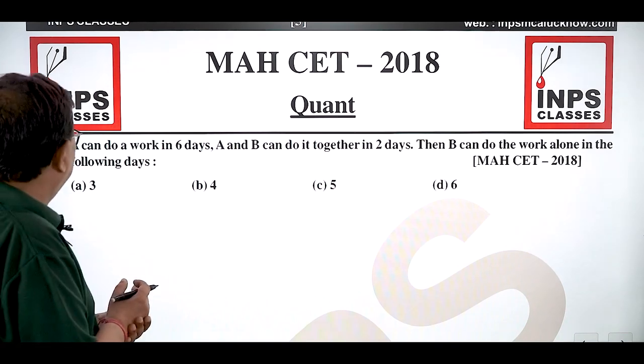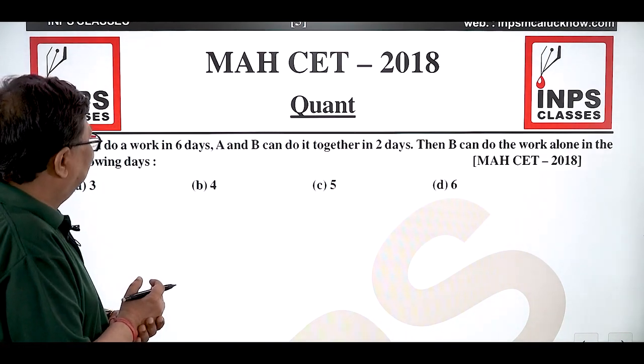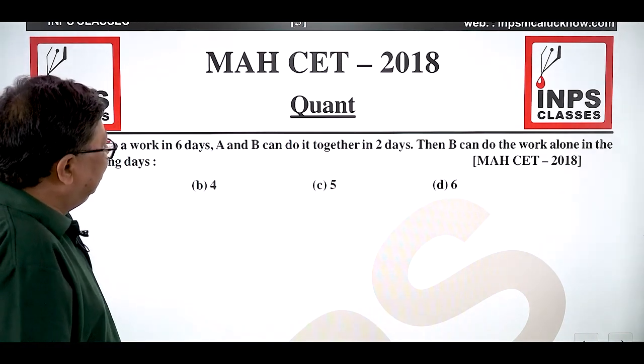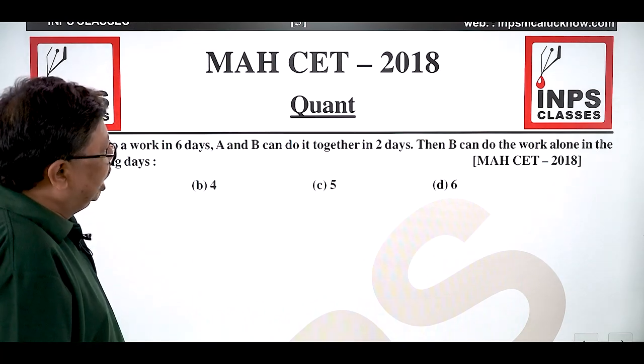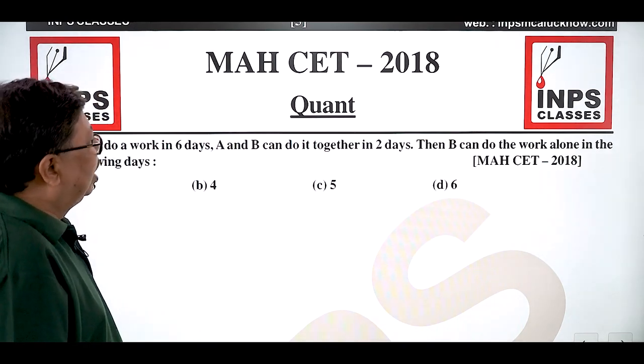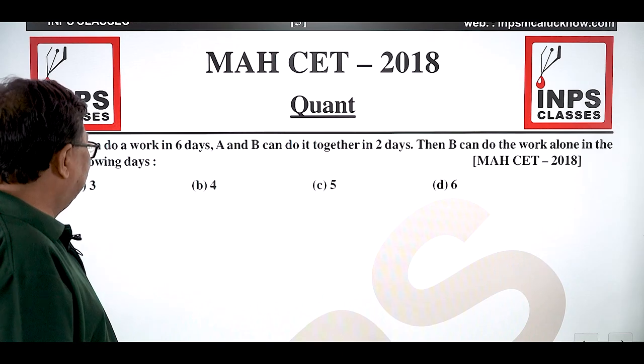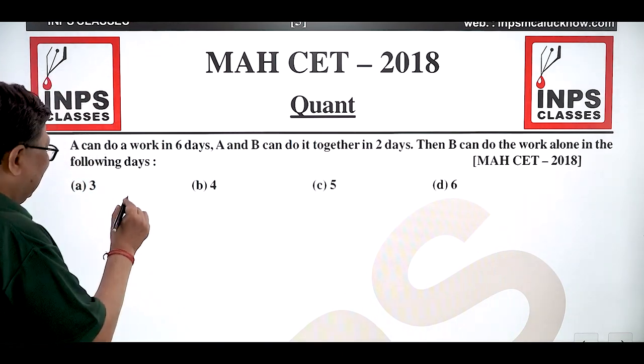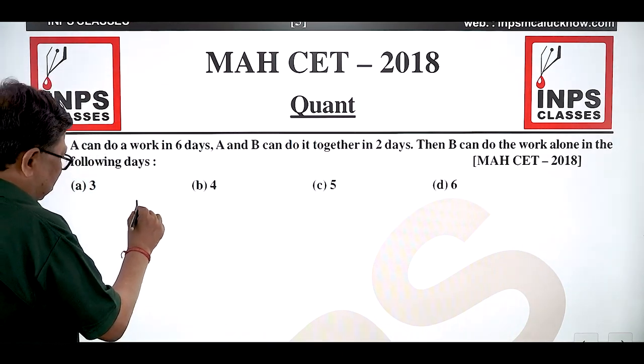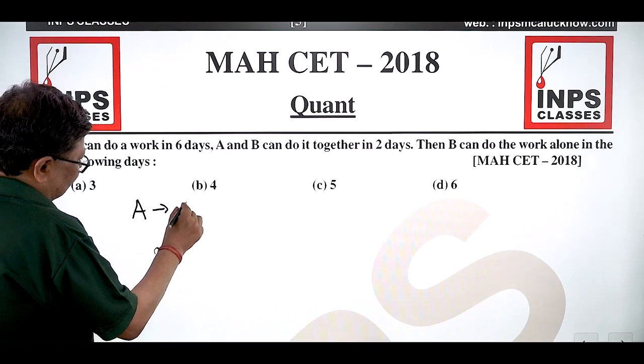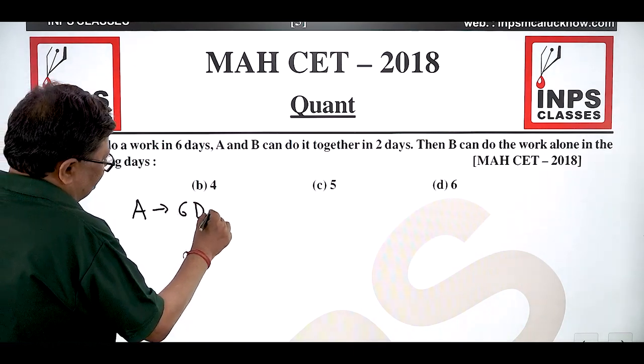Question number 5. A can do a piece of work in 6 days. A and B can do it together in 2 days. Then B can do the work alone in the following days. Okay, he says A in 6 days does one work.